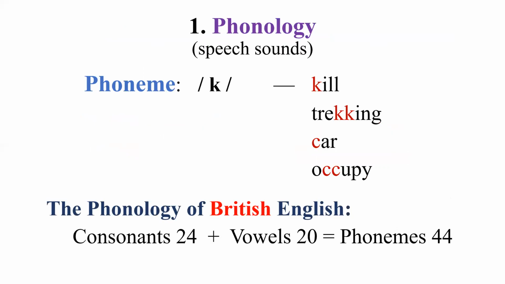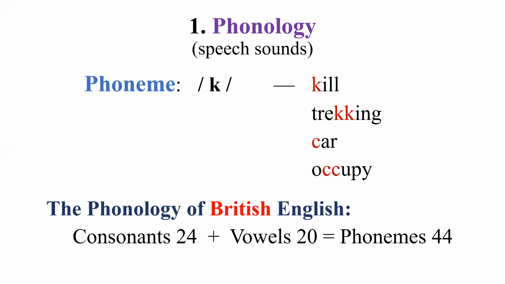phonology. Phonology refers to the study of speech sounds, the sounds we use to produce speech. And each and every language has its own set of speech sounds. For instance, the phonology of British English has 44 phonemes or 44 speech sounds. Consonants 24, vowels 20. And what is a phoneme? A phoneme is a minimal sound unit which differs from a letter.